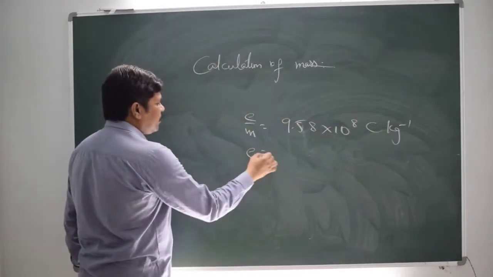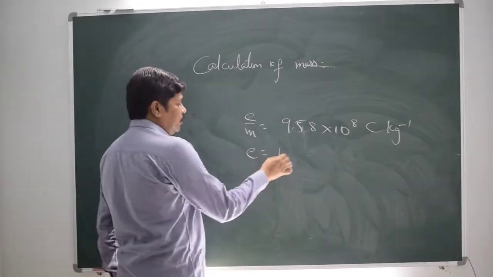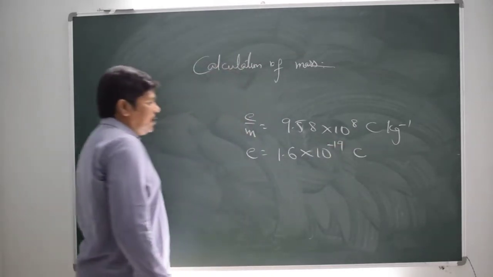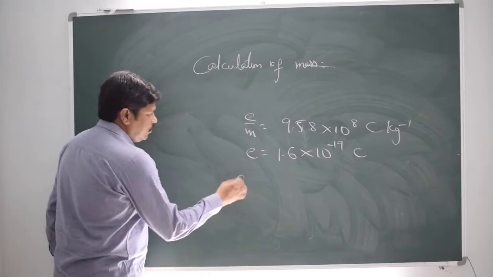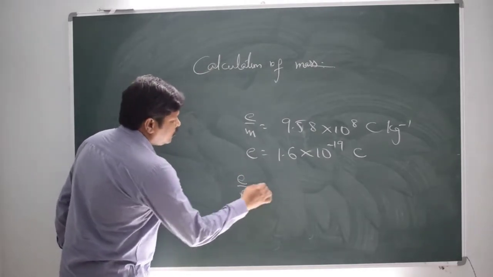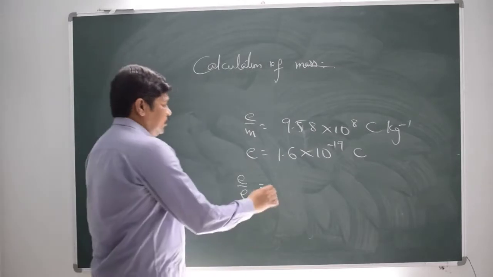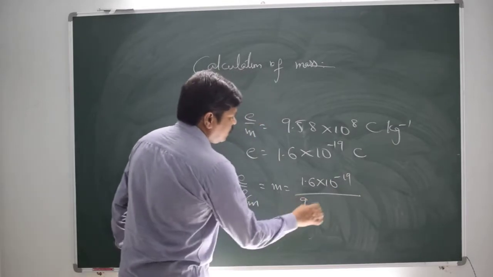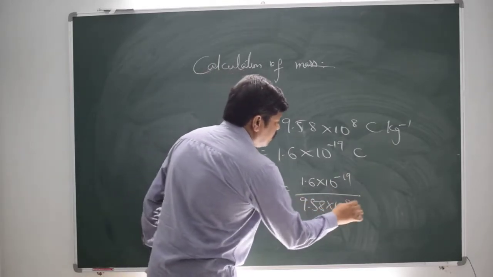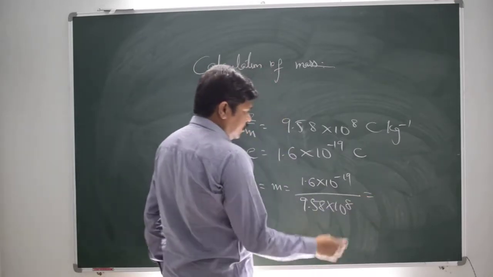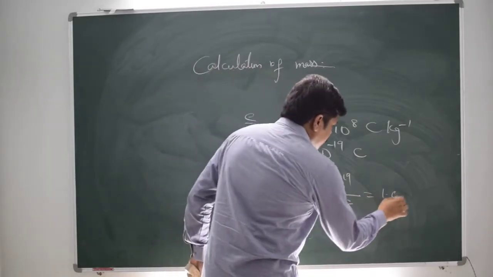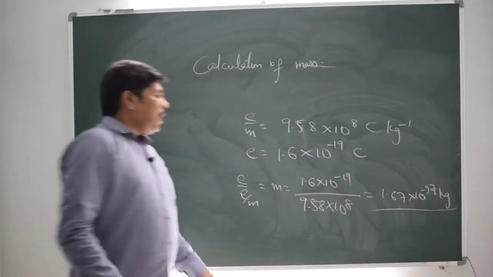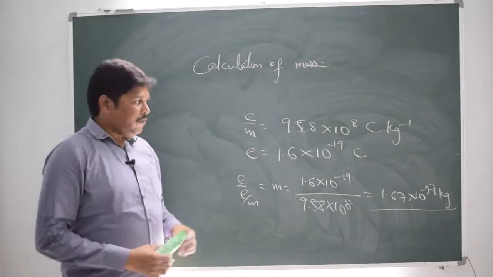Then from Millikan's oil drop experiment, the charge of the positive particle is found to be 1.6 into 10 power minus 19 coulombs. Using these two, the mass of the positively charged particle is calculated, which is equal to 1.67 into 10 power minus 27 kilogram. Okay, this is the mass of a proton.